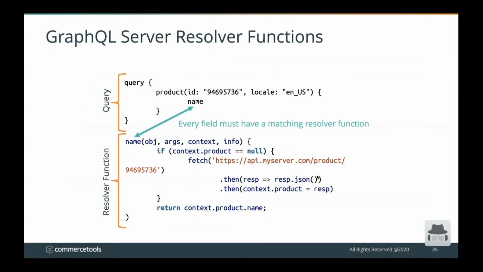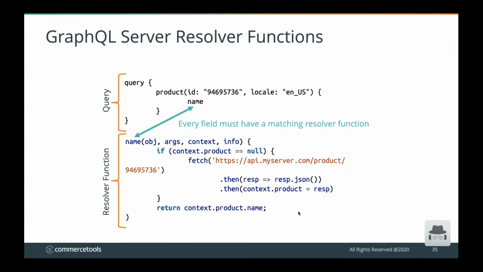And then inside GraphQL, there are what are called resolvers, resolver functions. This is an example from GraphQL.js. So every field in your schema definition, in this case name, has to have a matching resolver function also named name. And this is a very simplistic example, but if the product is not in the context, retrieve the product and then retrieve the name of the product and put that product in context. Because what you don't want to do is make a REST call for every single field that you resolve. Instead, you want to make one call, retrieve the product, and then have all of your different resolver functions use that cached version of that product for the duration of the request.